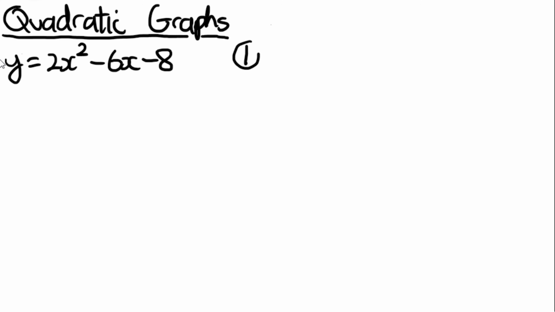So as I said, there are three possible key features that they could ask you to label on a quadratic graph when you sketch it, and I'll go through them now. For this entire bit, we'll use y equals 2x squared minus 6x minus 8. So the first thing they could ask you to label are the roots. This is when y is equal to 0 and it crosses the x-axis.